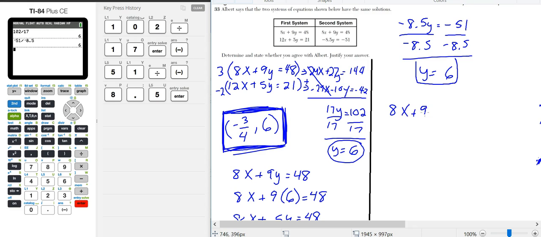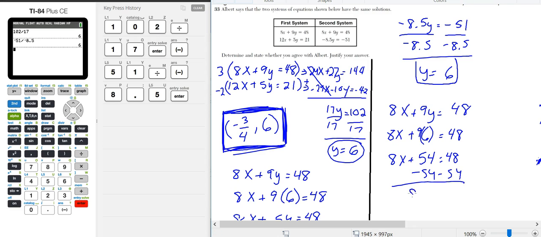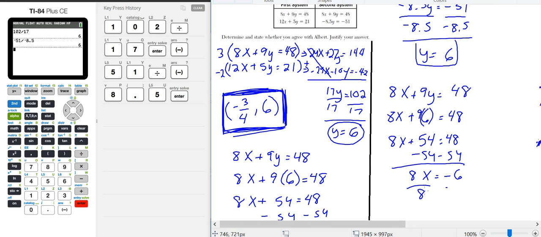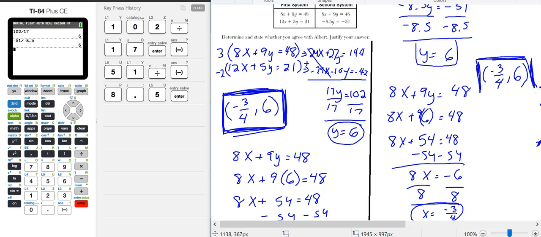So 8x plus 9y is equal to 48. And we have a value for y, so 8x plus 9 times 6 is equal to 48. 8x plus 54 is equal to 48. Minus 54 and minus 54. 8x is equal to negative 6. Divide by 8 and divide by 8. x is equal to negative 3 over 4. Notice that we have the same x and the same y as before. The point of intersection of these two lines is negative 3 over 4, comma, positive 6. Notice it's the same as before.